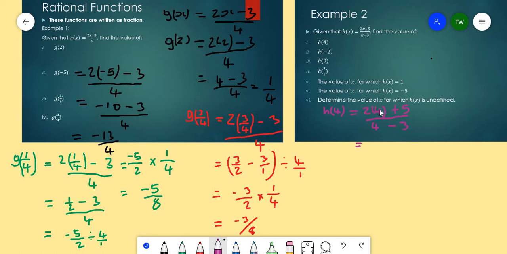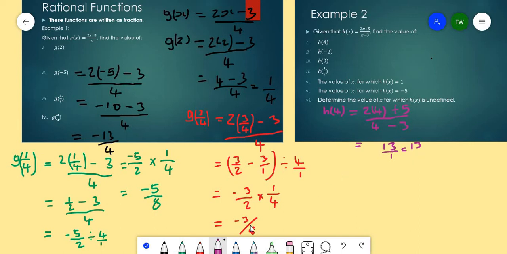So 2 times 4, that's going to give us 8. And 8 plus 5, that's going to give us 13. And here, 4 minus 3, that's just 1. So our answer is 13/1, or just 13. Alright? So therefore, h of 4 is equal to 13.